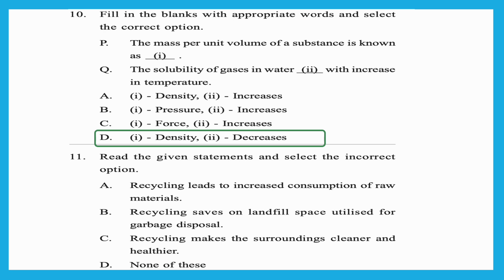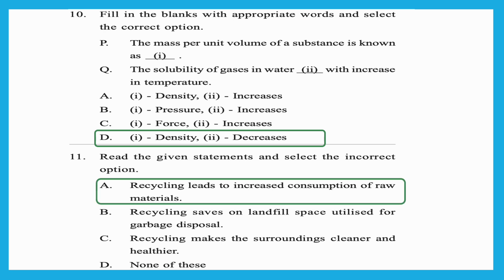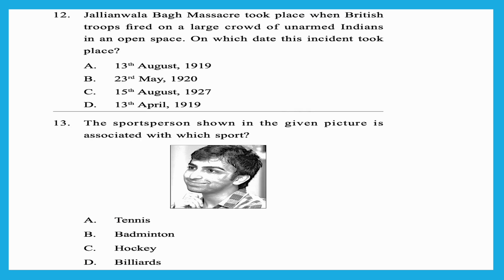Because raw material would be same. So we already got our incorrect option, that is option A. Question 12. Jallianwala Bagh massacre took place when British troops fired on a large crowd of unarmed Indians in an open space. On which date this incident took place? The right answer is option D, 13th April 1919.